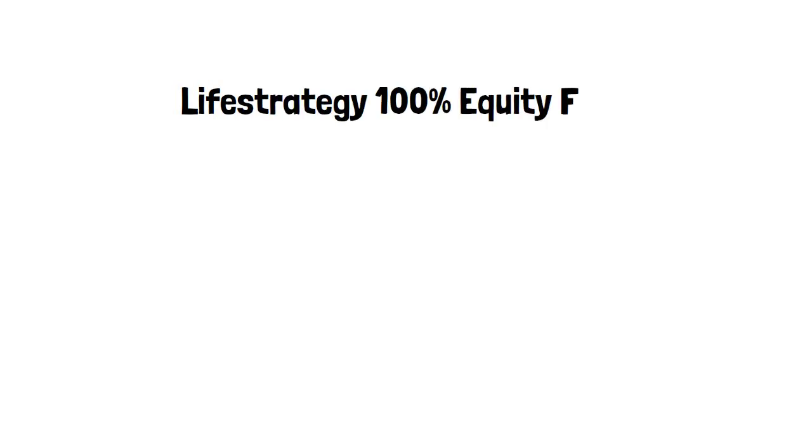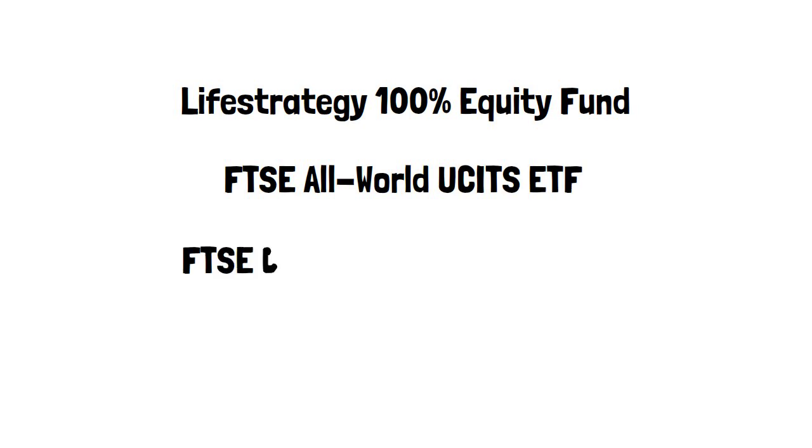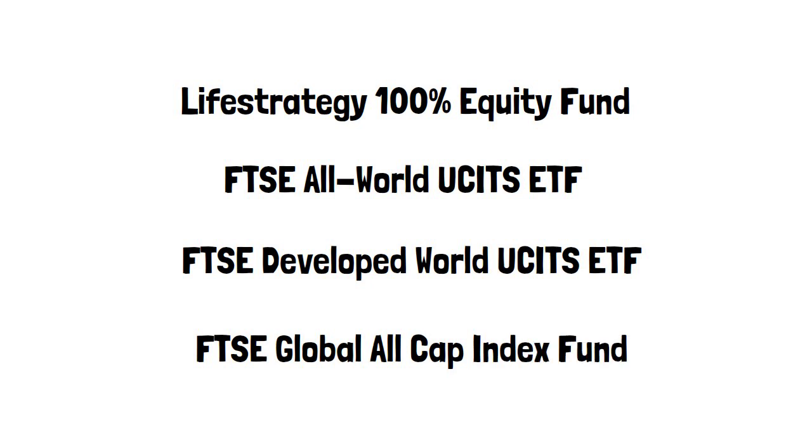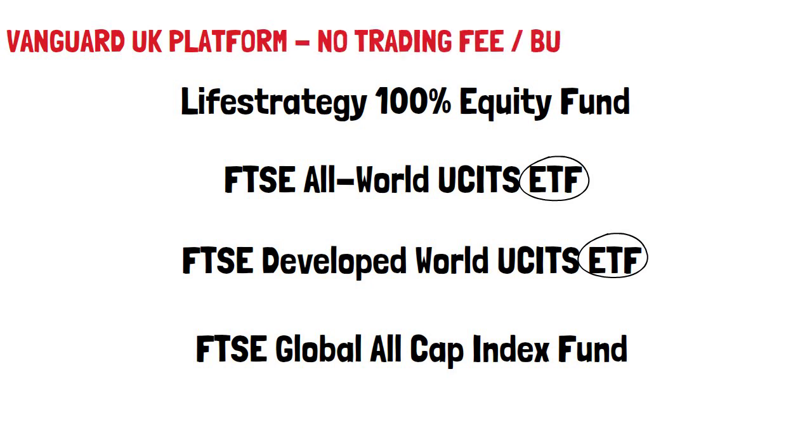So the four funds I narrowed it down to were as follows: Life Strategy 100% Equity Fund, FTSE All World UCITS ETF, FTSE Developed World UCITS ETF, and the FTSE Global All Cap Index Fund. Two of these funds are exchange traded funds or ETFs, and the other two are open-ended funds. Some platform fees can vary depending on which option you choose, so this is worth checking. However, this wasn't an issue for me as Vanguard's fees are the same for either option. The Vanguard platform doesn't charge a trading fee as long as you use the bulk dealing service and not live trading in real time. This will suit most passive investors' needs, like myself.